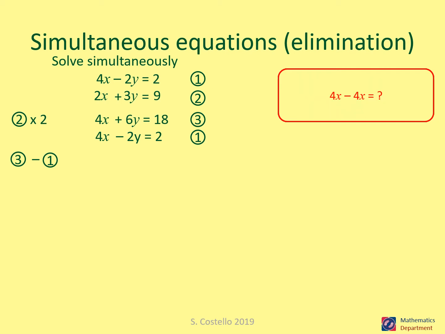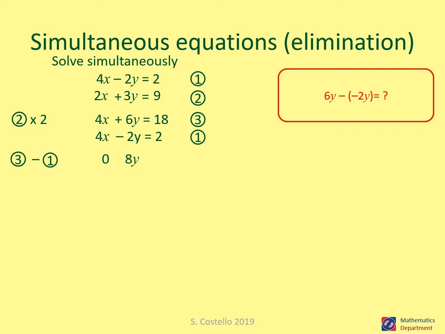So 4x minus 4x means the x terms have been eliminated, they've gone. 6y minus minus 2y. Again, this is where people get confused. Now, 6y minus 2y, oh, that's 4y, but we've got to look at this. This is 6y minus minus 2y.